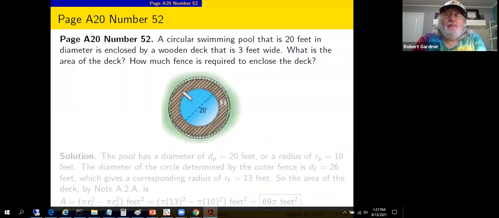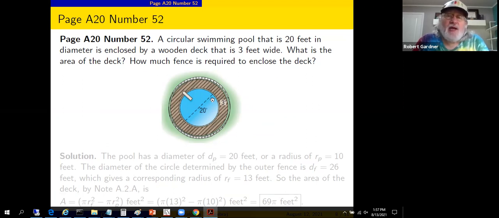A similar example, word problem of sorts, says a circular swimming pool that's 20 feet in diameter is enclosed by a wooden deck that's 3 feet wide. What's the area of the deck, first off, and how much fence is required to enclose the deck?